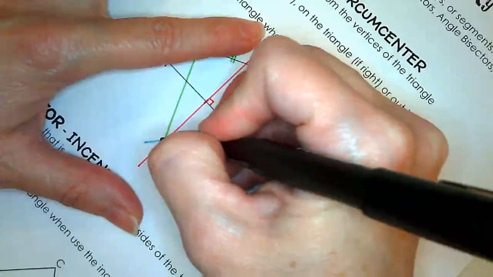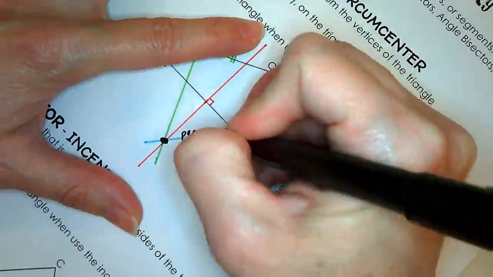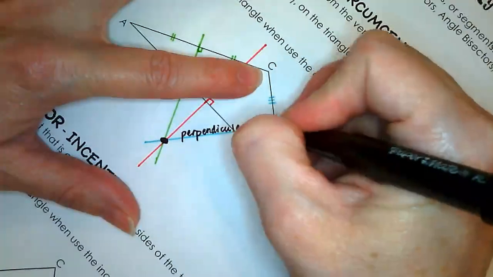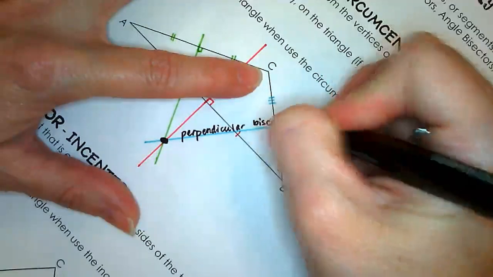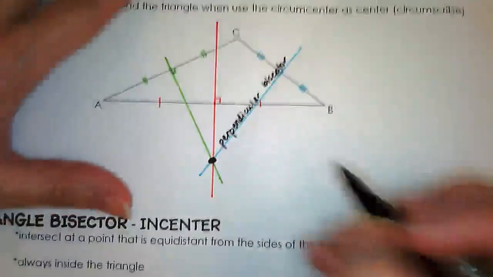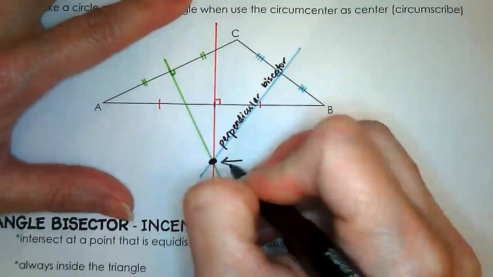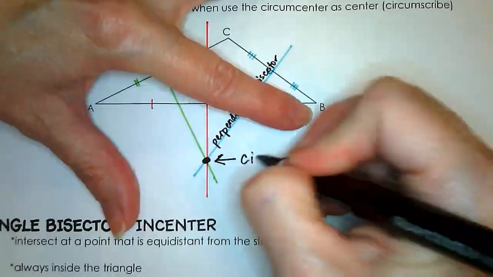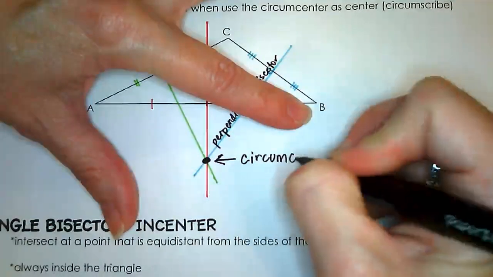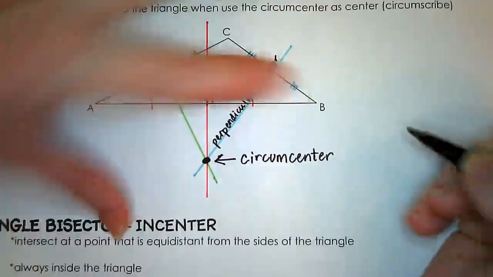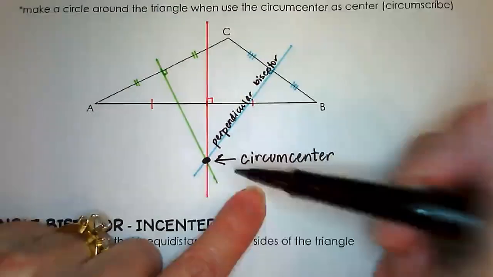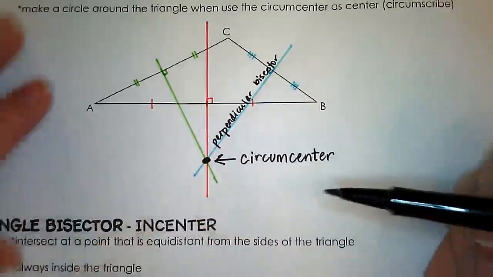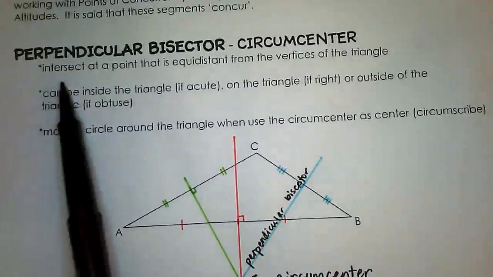So I'm going to label one of them. So this is a perpendicular bisector. And they all met at the point right there, and that point is called the circumcenter. So that is the circumcenter. So the circumcenter is the point where the perpendicular bisectors meet. Okay, so they intersect at a point.